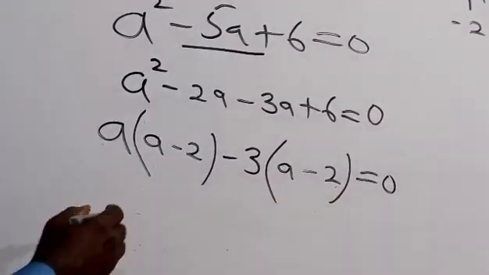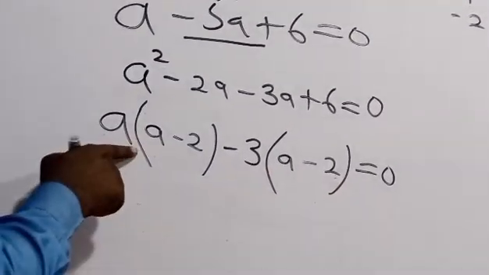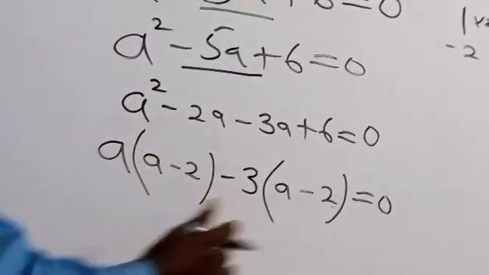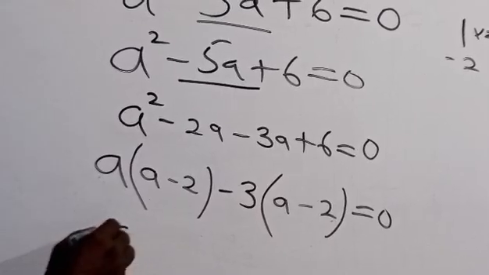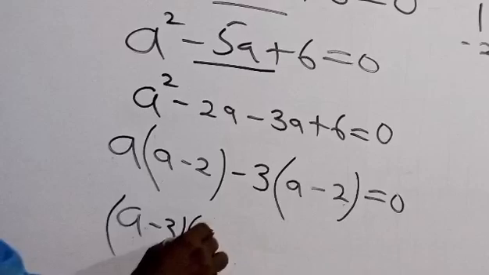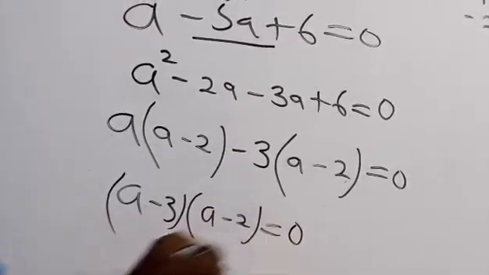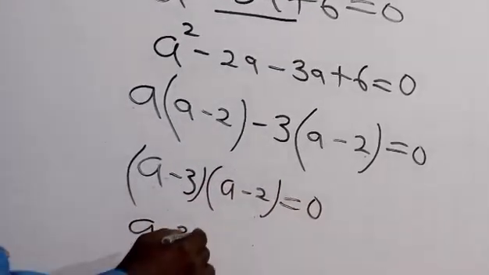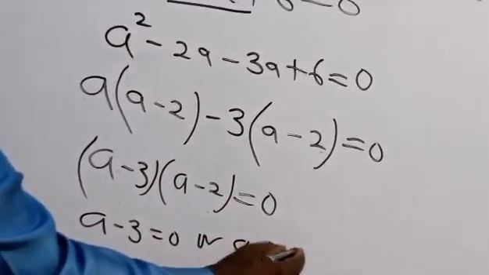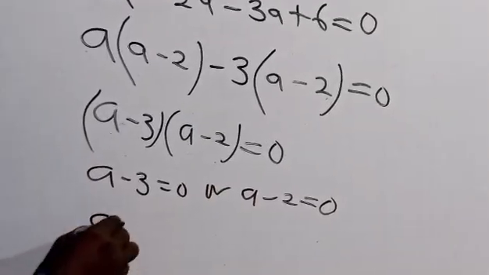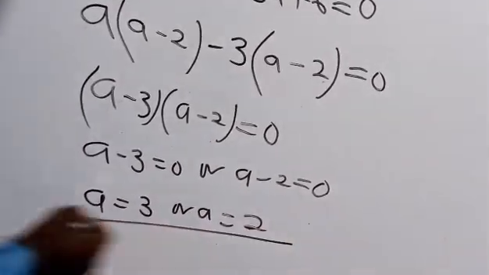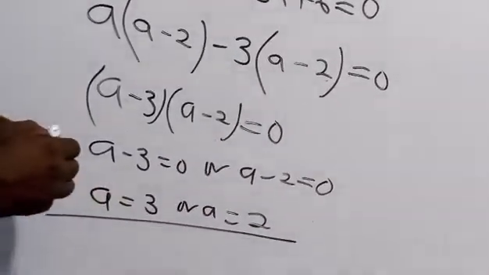So from here, I can say the terms outside the bracket, you bring them together, then you take either of the bracketed terms also. So you can now have a minus 3 and a minus 2 equals 0. So a minus 3 equals 0, or a minus 2 equals 0. So a equals 3, or a equals 2. These are your two values of a. Thank you.